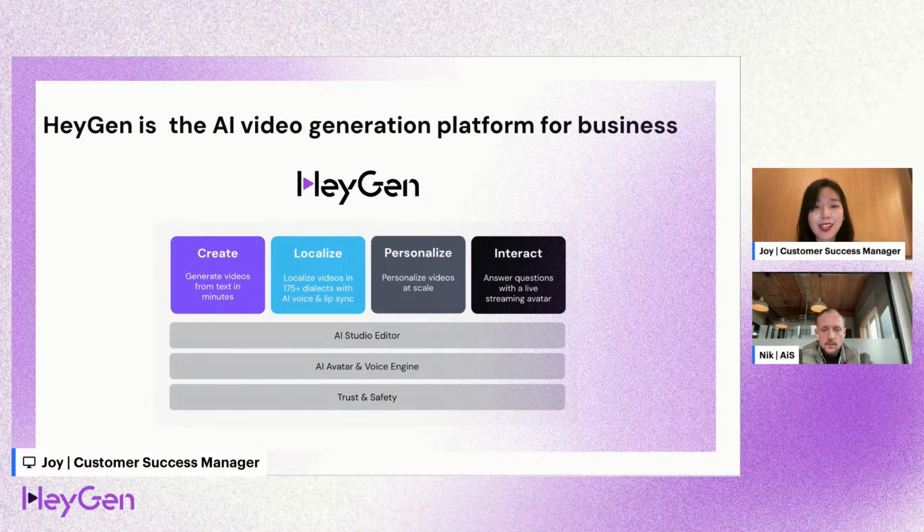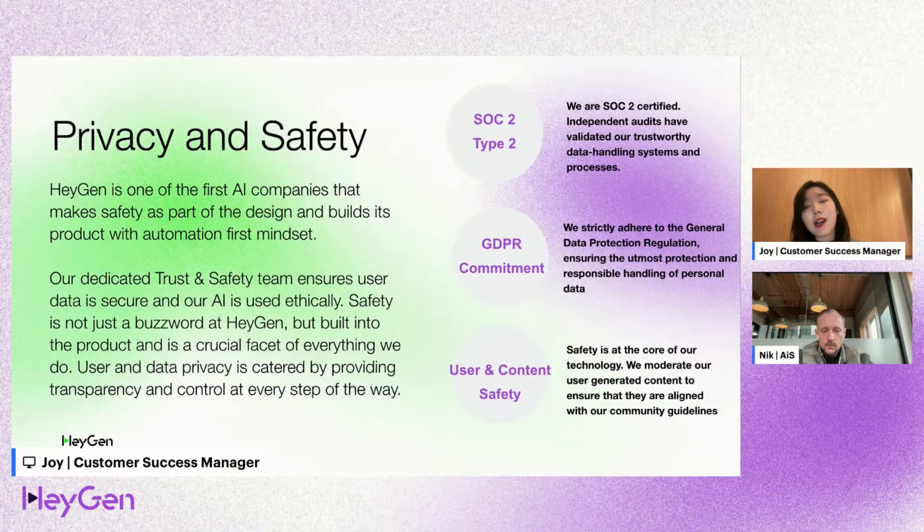Yeah, thank you, Nick. And also, at HeyGen we take privacy and data safety very seriously. We are SOC 2 Type 2 certified, and we also strictly adhere to our GDPR commitment. Safety is at the core of our technology. We moderate our users' generated content to ensure that we are aligned with our community guidelines. And I think, Nick, you work very closely with our AI trust and safety team. Do you have something you want to add?